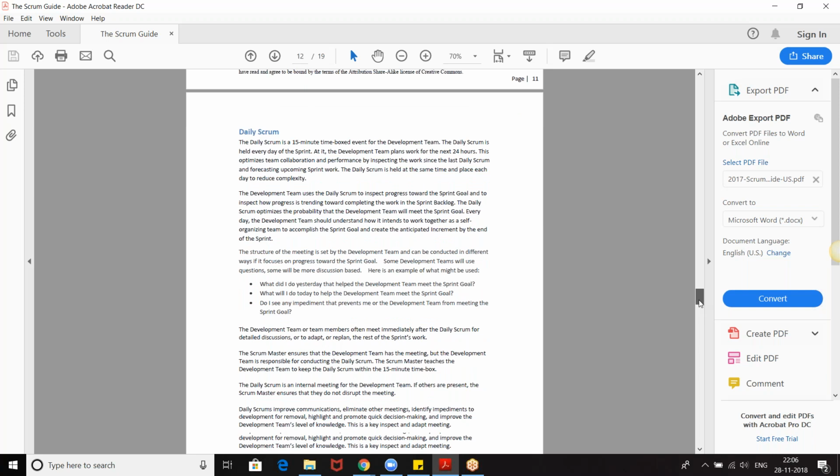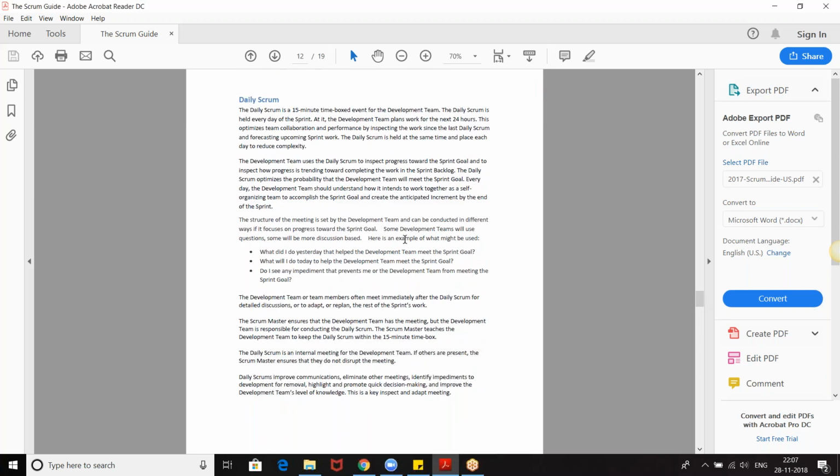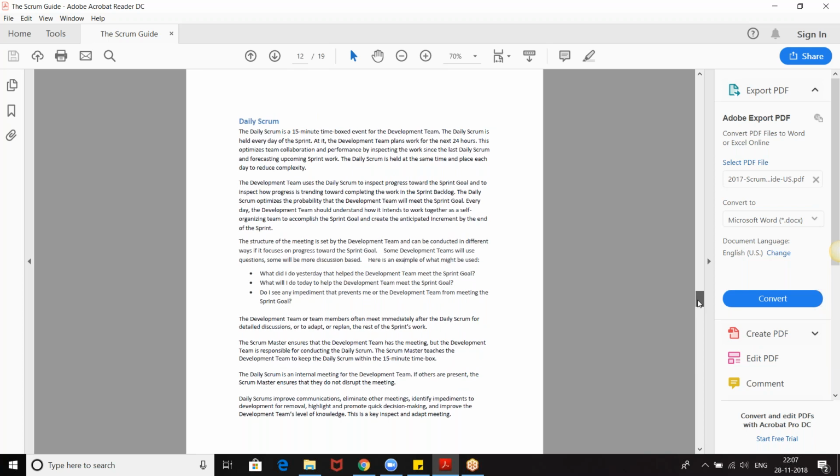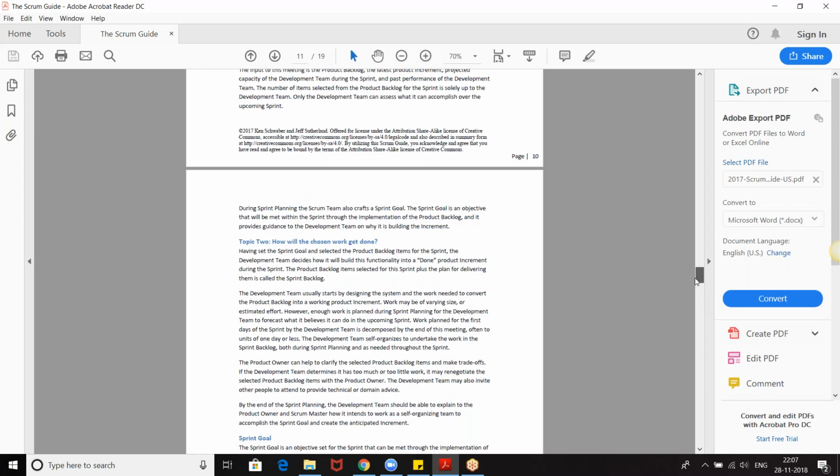I have one more question. Sure. There's a section where the topic is sprint planning, and in topic two, how will the chosen work get done? There's a line there which says work planned for the first days of the sprint by the development team is decomposed by the end of this meeting, often to units of one day or less. What is meant? I really didn't understand that sentence.